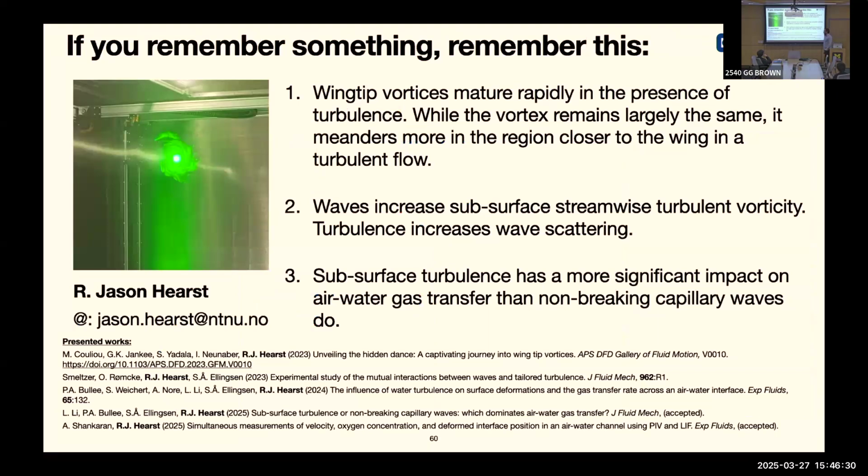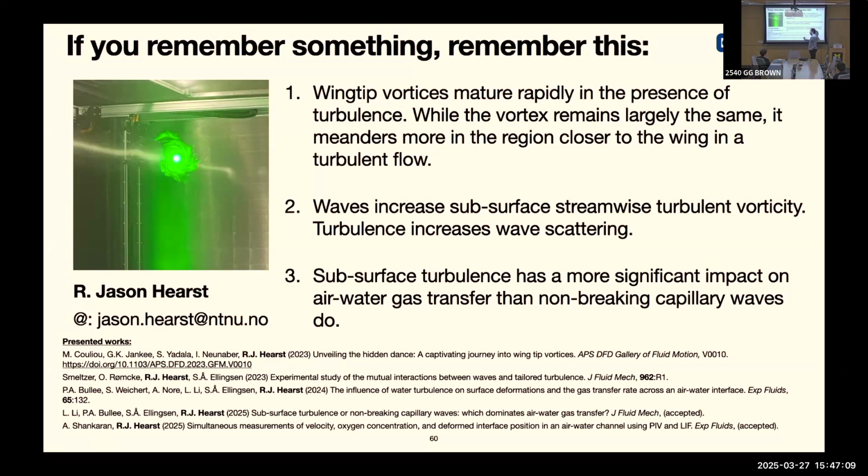So I spoke for a bit. If you remember anything of what I said, it's that you should remember these three points. So wingtip vortices mature more rapidly when there's turbulence, which means that the vortex itself stays the same, but its instability is activated earlier, so it moves around more closer to the wing. Waves increase subsurface streamwise vorticity, and turbulence increases wave scattering. And the last thing is that in terms of gas transfer at the interface, subsurface turbulence plays a bigger role than the interface itself does, as long as you stay in the non-breaking capillary wave regime.